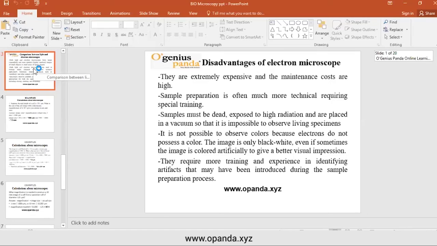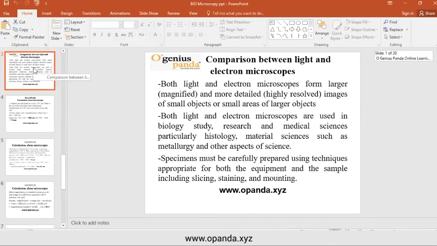Let's now compare light and electron microscopes. Both light and electron microscopes form larger, or magnified, and more detailed, or higher resolved, images of small objects or small areas of larger objects. Electron microscopes are used in biology study, research, and medical sciences, particularly histology, material sciences such as metal, and other aspects of science.